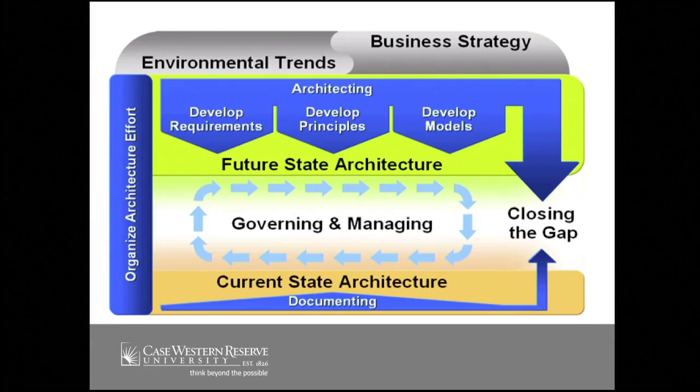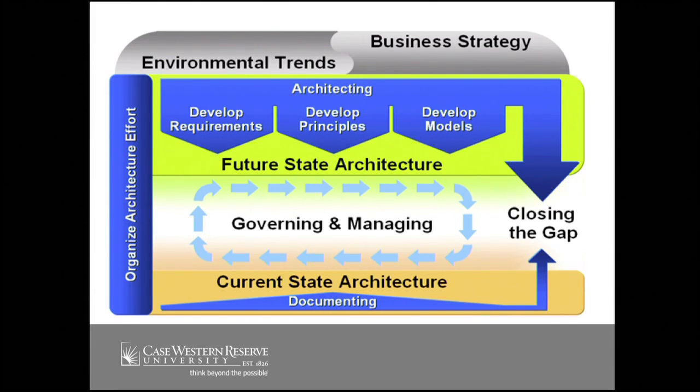So the framework that we've chosen here at Case Western is called the Gartner Framework. What it does is it takes a look at the environmental trends and the business strategy and feeds them into your future state. The future state is at the top of the model. This is where you develop your requirements, your principles, and your models to make a vision of what the future state should look like. And then at the bottom, you see current state architecture. And you'll notice that the future state is much larger than the current state.